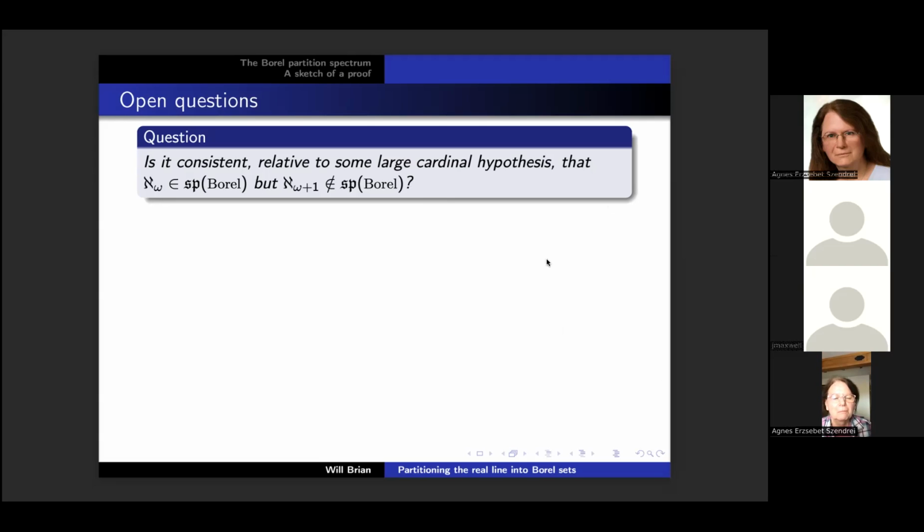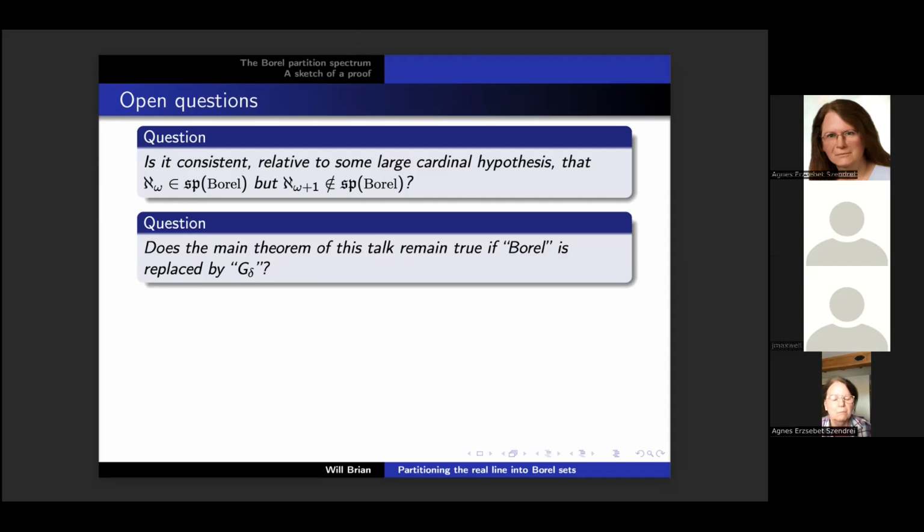Let me point out that if it is consistent relative to some large cardinal hypothesis that this sort of thing can happen, then we'll know exactly what can and what can't be proved about the Borel partition spectrum. But at the moment, it's possible that my theorem, which I've proved from zero dagger does not exist, is actually provable from ZFC. You just need different ideas to do it. So until this question is answered, I can't really know whether there's that one last ZFC theorem still to be proved about the Borel partition spectrum.